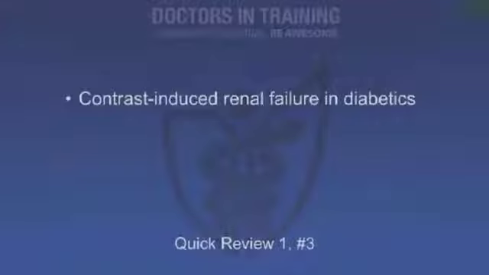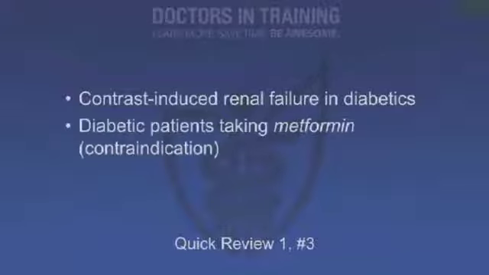In this patient, why might a VQ scan be preferred over a CT scan of the chest? Well, you want to think about contrast-induced renal failure in diabetics. So someone's on medications that could potentially make it complicated to use IV contrast. And then two, you also have to worry about your diabetic patients who are taking metformin. Metformin is a contraindication for CT scans with contrast, so be on the lookout for those two things.